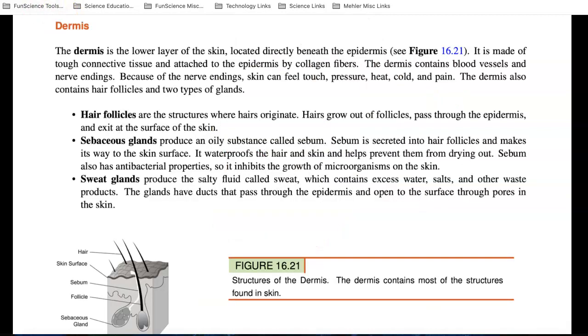The dermis is the lower layer of skin. It's located directly beneath the epidermis, and it's made of tough connective tissue attached to the epidermis by collagen fibers. The dermis contains the blood vessels. That's what we just pointed out in the last one. But it also has hair follicles, sebaceous glands, which produce an oily substance called sebum, and also the sweat glands that produce a salty fluid called sweat. So make sure you know what's in the dermis and the structure of the dermis and what those various structures do.